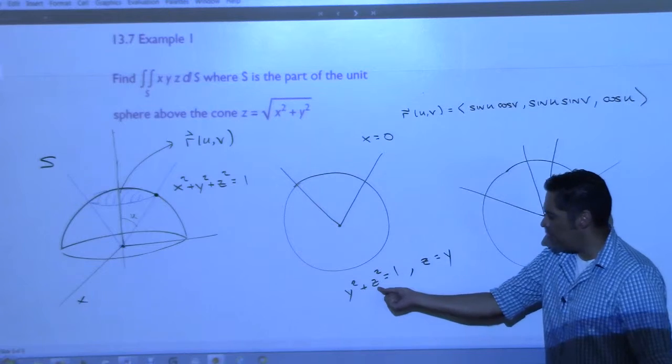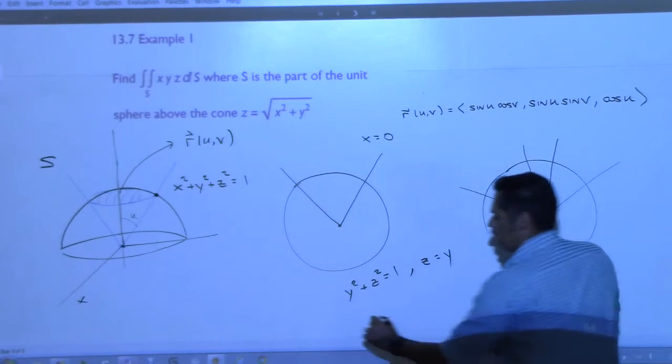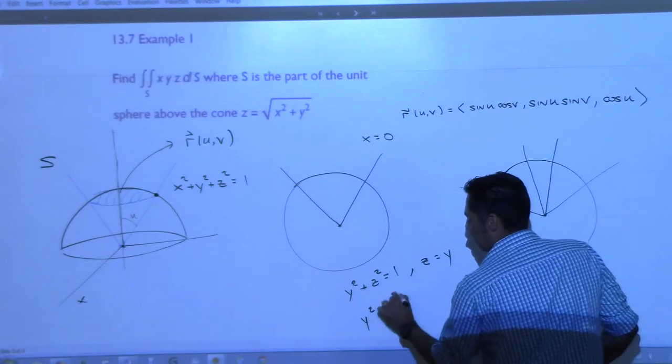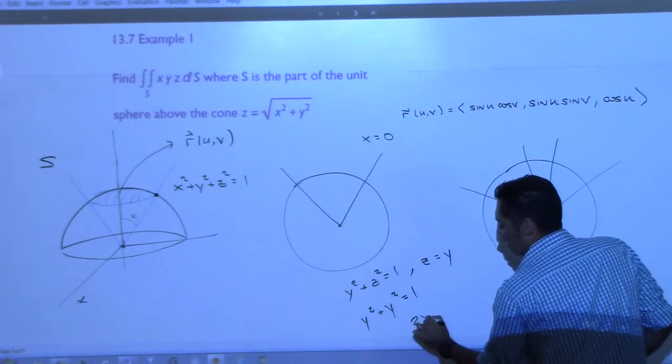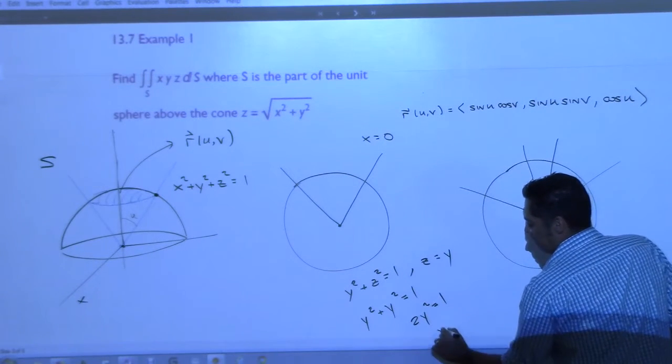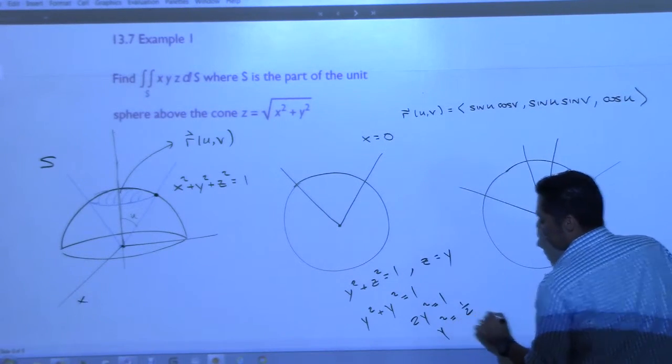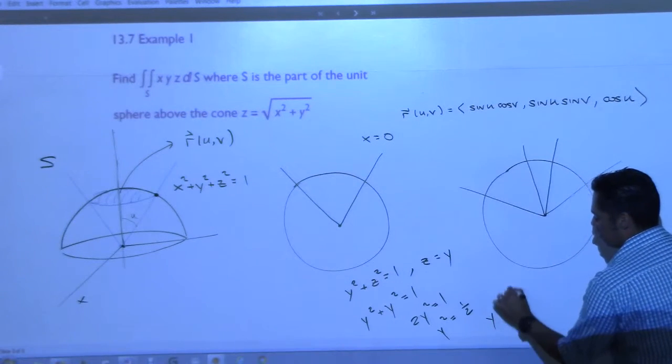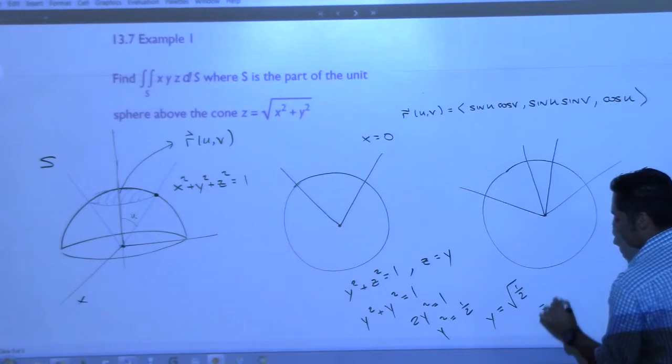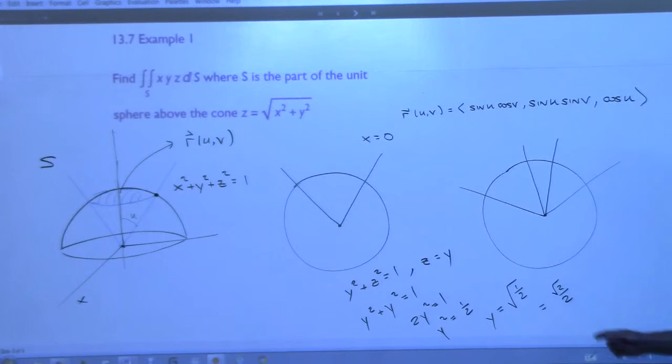Now I'll just take z and throw it in there. I'm going to have y squared plus y squared equals 1, and that means 2y squared equals 1. That means y squared equals 1/2, and that means y is equal to the square root of 1 over 2, which is the same as root 2 over 2.